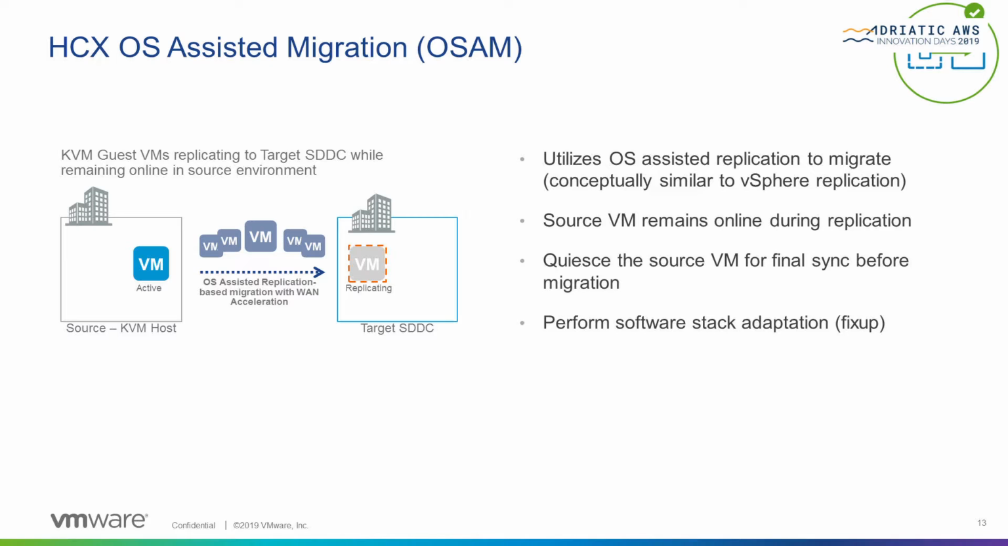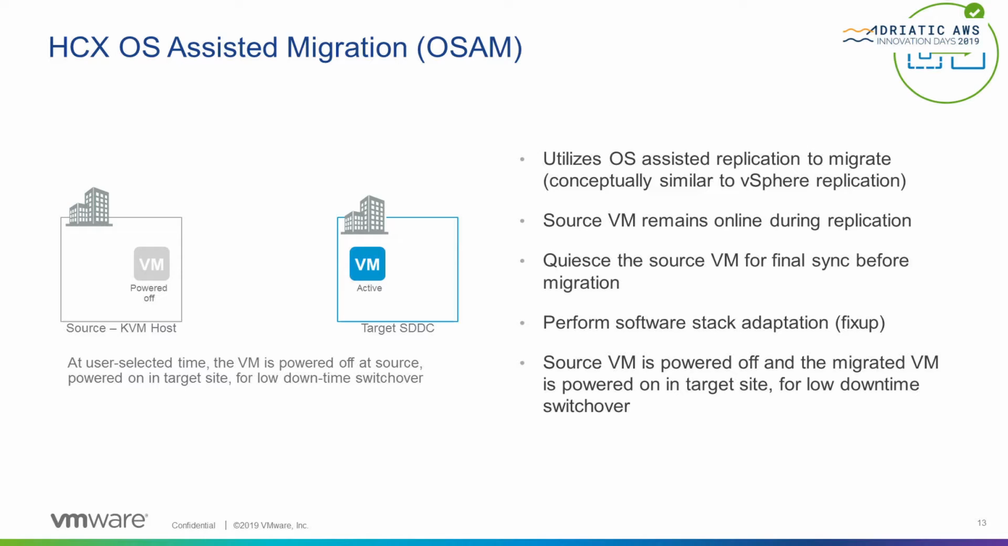So we put the agent inside of the VM, which is running, for example, on KVM or Hyper-V, and then we replicate all the data. When everything is replicated, we shut down the VM on the old hypervisor and power on the VM inside of our new SDDC data center, and we have everything prepared.